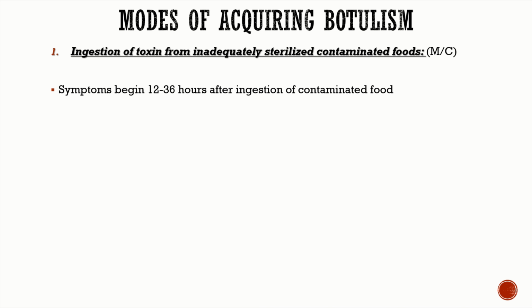So what are the modes of acquiring botulism? The most important and the most common cause is ingestion of preformed toxin from inadequately sterilized and contaminated food. The symptoms begin 12 to 36 hours after ingestion of the contaminated food article.